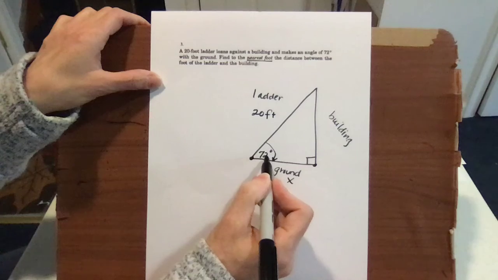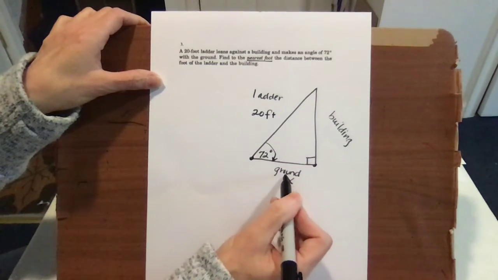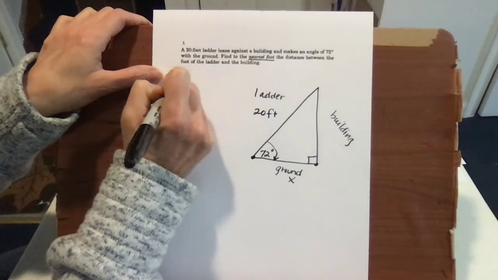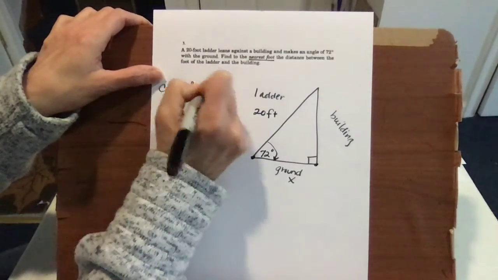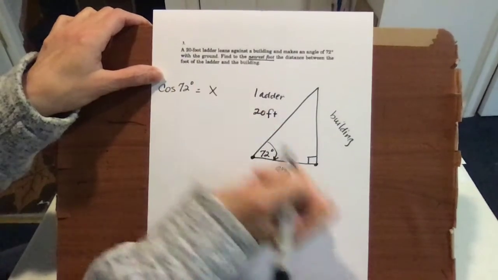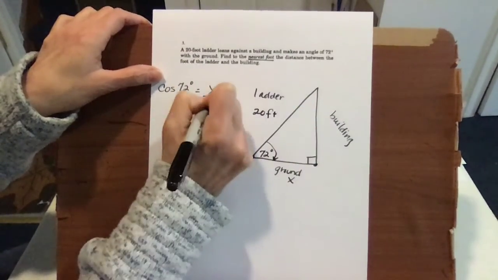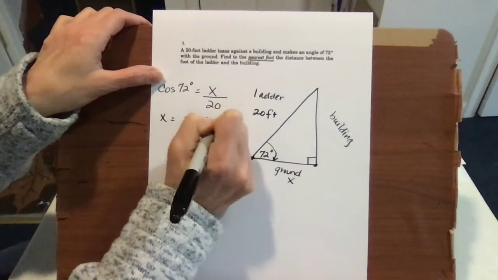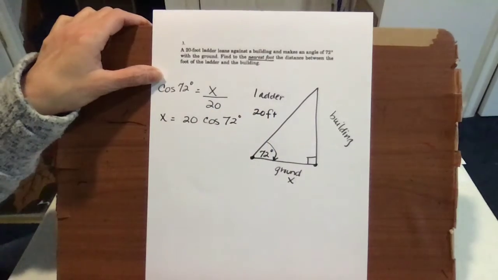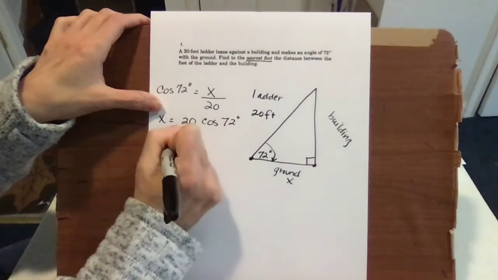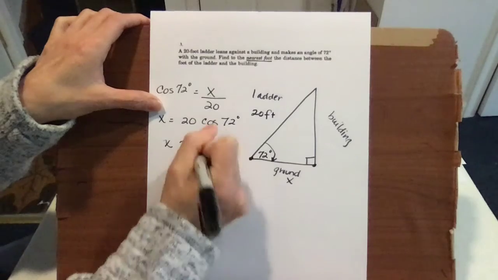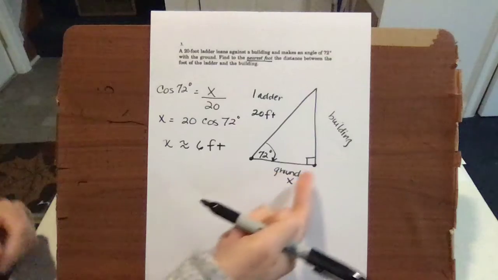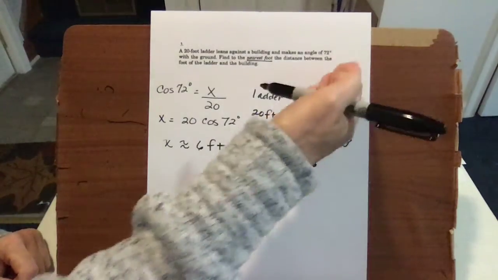So we're looking at an angle of 72 degrees, and we have an adjacent side, and we have a hypotenuse. So we're going to use cosine. So the cosine of 72 degrees is equal to my adjacent side of x over my hypotenuse of 20. So when we solve for x, we're going to get x equals 20 cosine of 72 degrees. Remember, all work should be shown. And when you solve for x, it says to round to the nearest foot, so it becomes 6 feet. Okay, and that's how far the ladder is from the building.